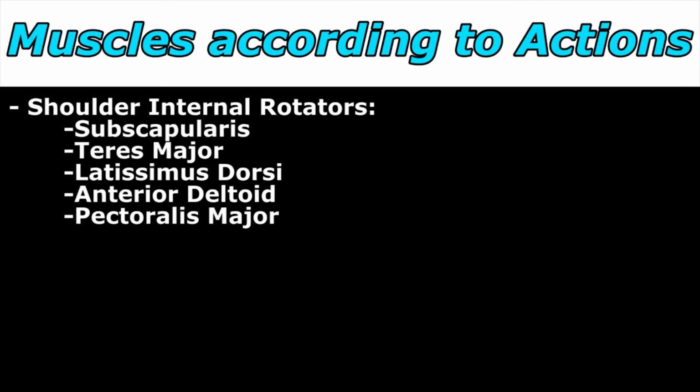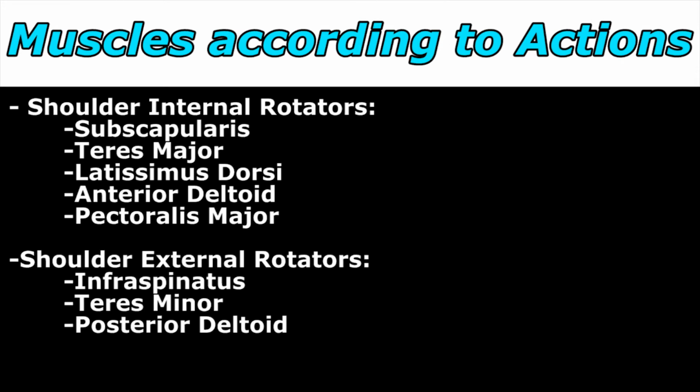For the shoulder internal rotation, we have subscapularis, teres major, latissimus dorsi, anterior deltoid, and the pectoralis major. For shoulder external rotation, we have infraspinatus, teres minor, and posterior deltoid.